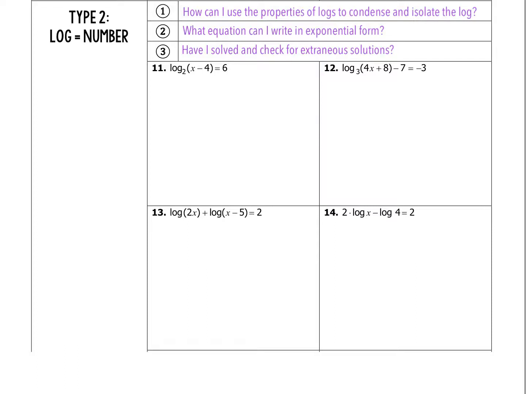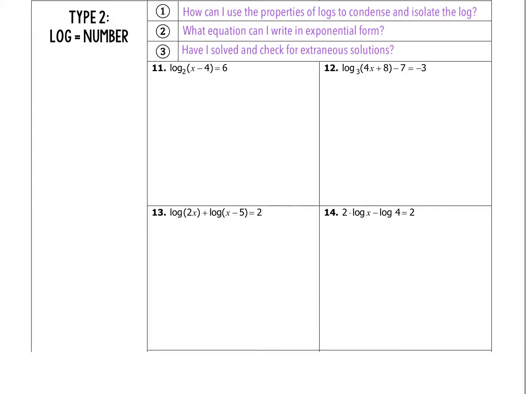And do I need to condense or isolate the log? I don't. So I don't have two logs doing anything or something being multiplied by the log. So I don't need to condense it. And when I look at it, the log is already isolated. I have log base 2 of a number. So I can't do anything else to get this log value by itself.